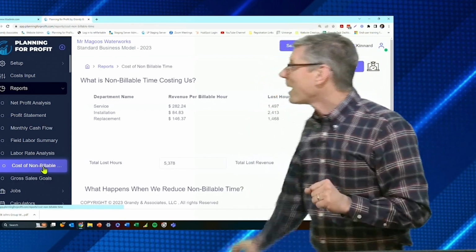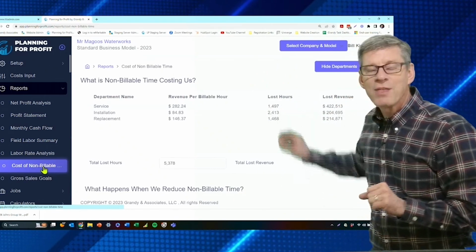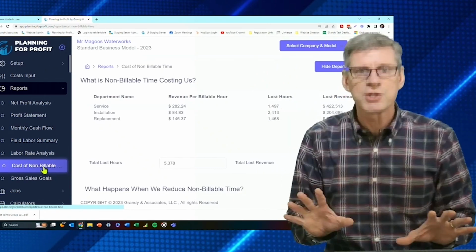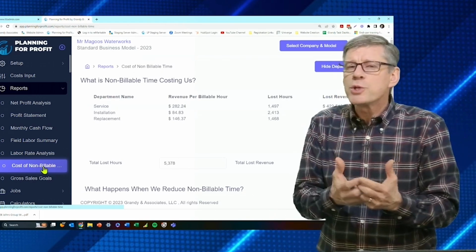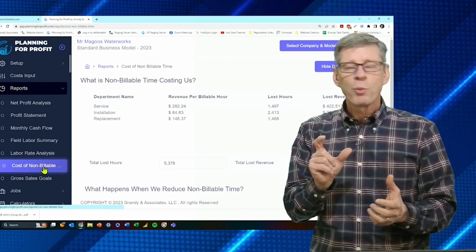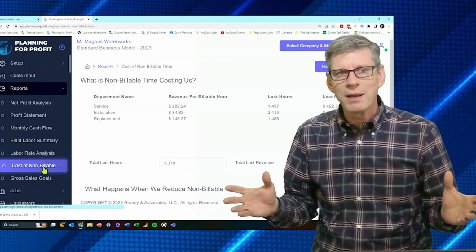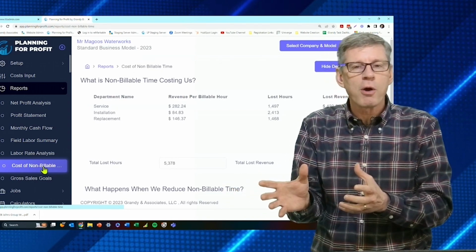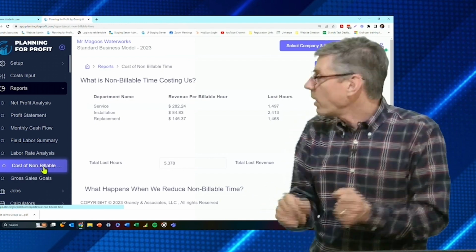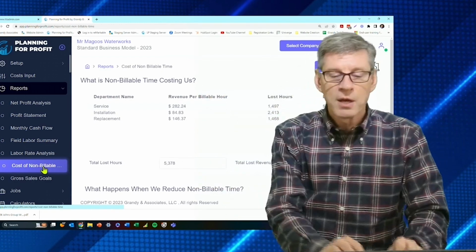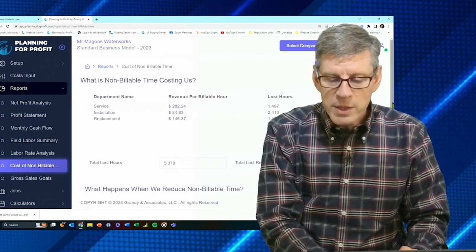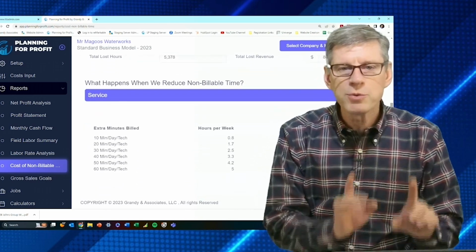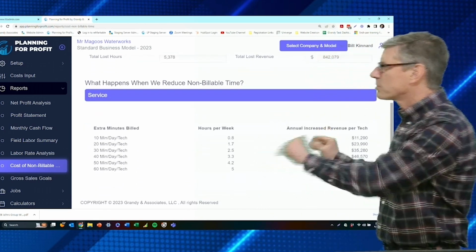Now, keep in mind, this 1,497 hours does also include the holiday, vacation and sick time. So you will never get that to zero. But what if you could reduce it even a little bit? What if you could reduce that by 10%, 15%? How much would that impact the overall profitability of the company? Well, if I go down a little bit farther on this individual report, we tell you exactly that. What happens if you can reduce that non-billable time in my service department?